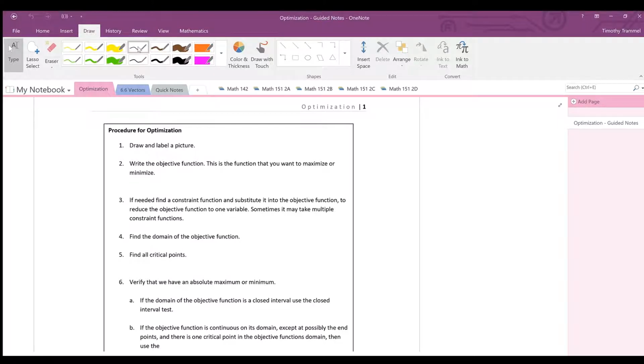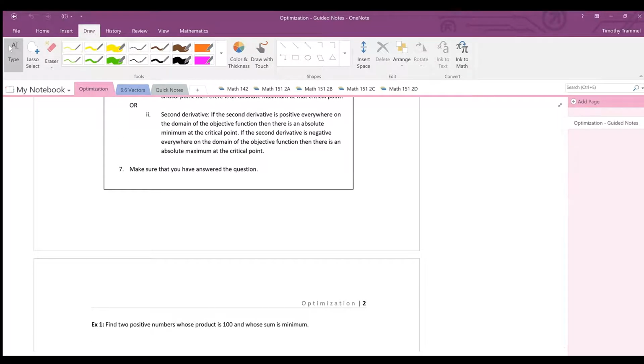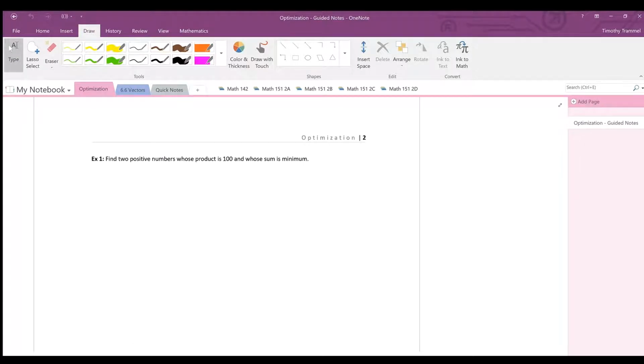But rather than looking at all these steps right now, let's just jump right into an example so you can get an idea of what everything on page 1 actually means. So example 1, find two positive numbers whose product is 100 and whose sum is minimum. So first of all, we're given that we have two positive numbers. So what we need to do first is pick a variable for these two numbers. So let's maybe say x and y.